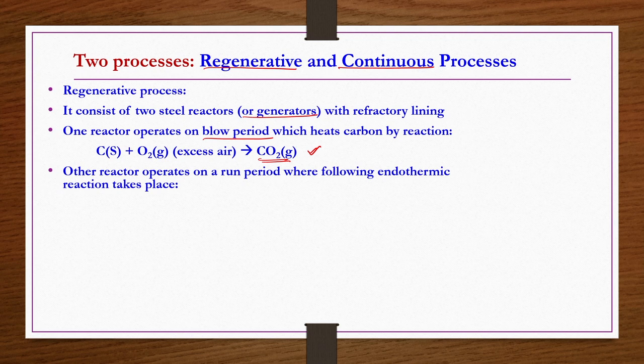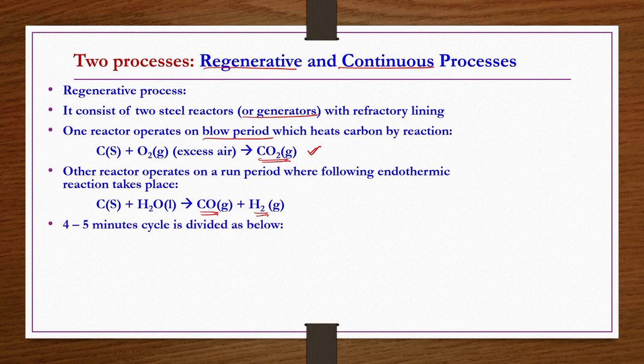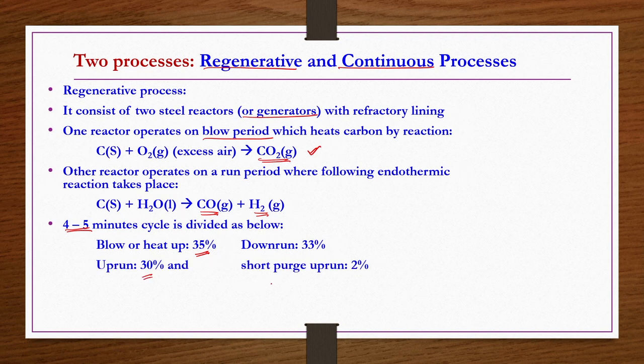But in the other reactor, which operates on a run period, the endothermic reaction is C in the solid form plus H2O, which when reacted together gives CO gas and H2 gas. The cycle of this process is 4 to 5 minutes and it is divided as below: blow or heat up 35% of the cycle time, down run 33%, up run 30%, and then short purge up run 2%.